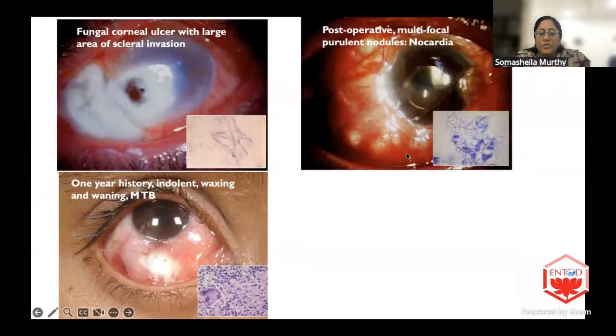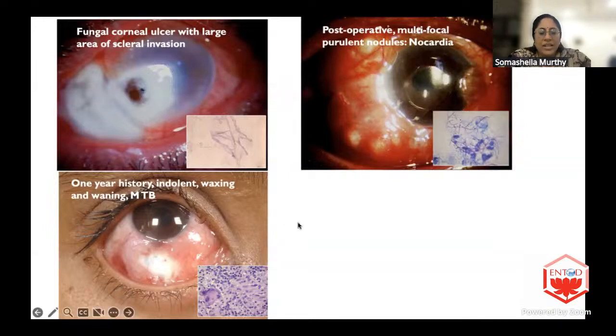Treatment for Nocardia is always amikacin 2.5% eye drops, which are formulated, used every 1 hour initially. You can also put the patient on oral ciprofloxacin or co-trimoxazole, which also has some scleral penetration. So this is the treatment for Nocardia. It's a very challenging entity to deal with.